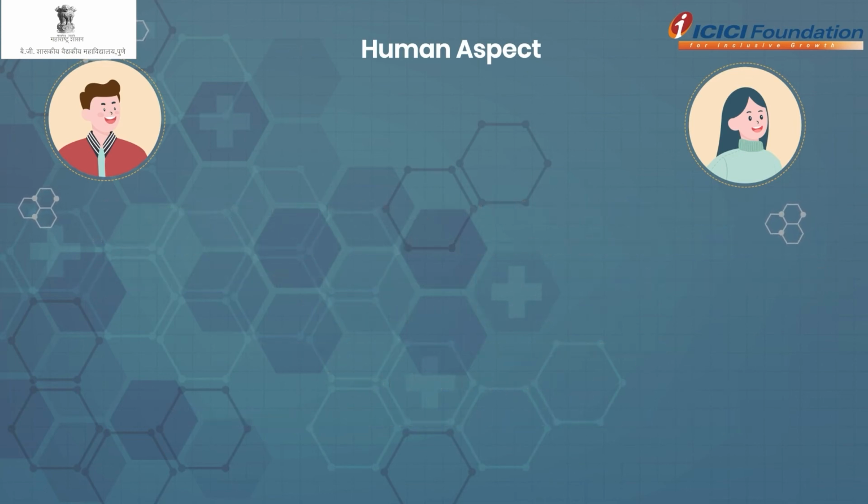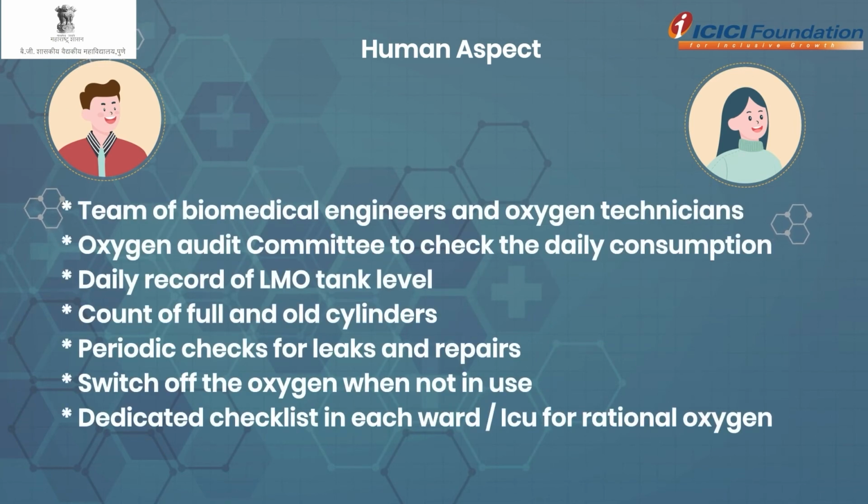Coming to infrastructure monitoring at the human level, a team of biomedical engineers and oxygen technicians should be available round the clock to manage the oxygen supply system. An oxygen audit committee should be available in any healthcare facility to check the consumption of oxygen per day in any given setup. Daily record of LMO, that is liquid medical oxygen tank level, is a must. Count of full and empty cylinders is also required to check how much is remaining for your next day supply. Periodic checks for leaks and associated repairs are also very vital.